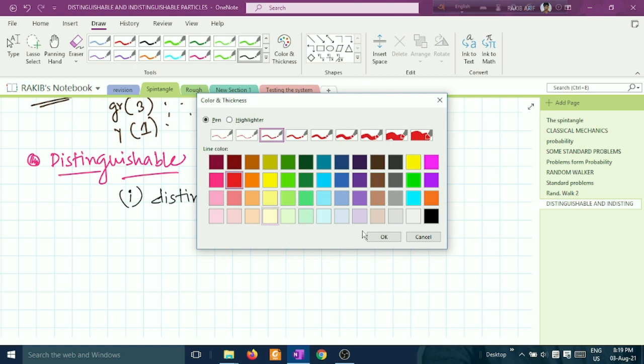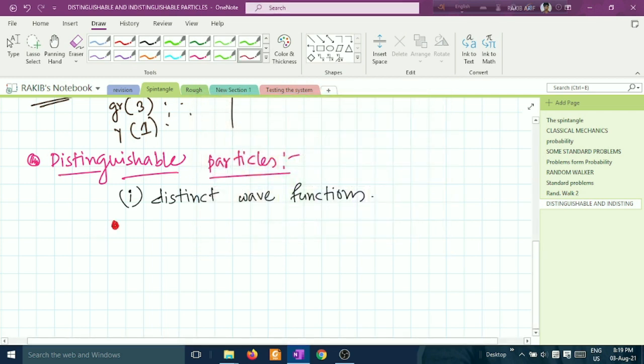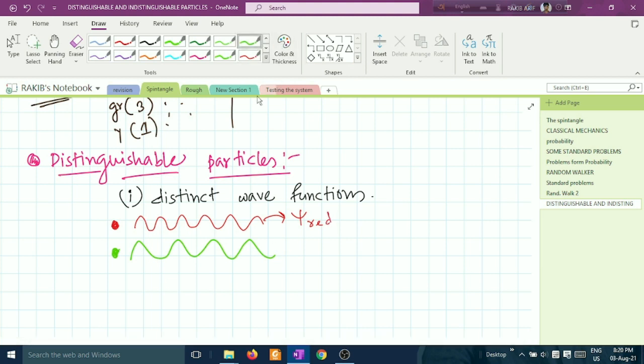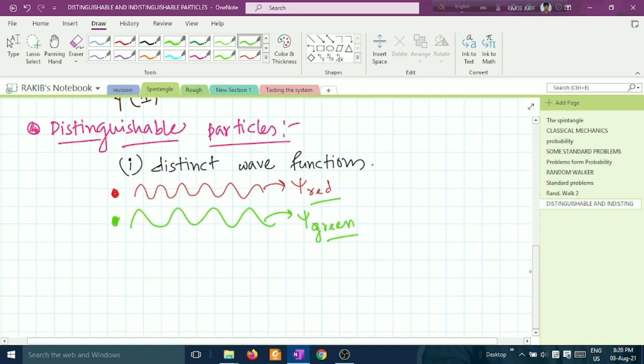Distinct wave function means, say the red particle was given, the characteristic wave of the red particle looks like this. And in case of the green particle, say this is the green particle, and the wave looks like this. This is the property of distinct wave function. You can easily distinguish which one is the wave function of the red particle and which one is the wave function of the green particle. This is psi red. This is psi green. This is the first property of distinguishable particles, in which we say that distinguishable particles have distinct wave functions.